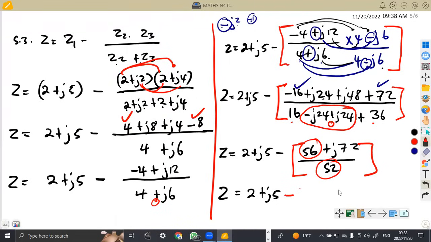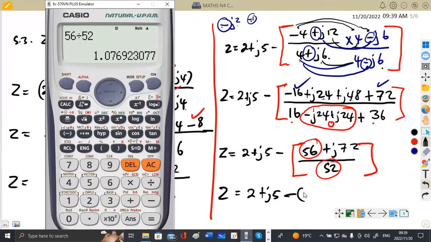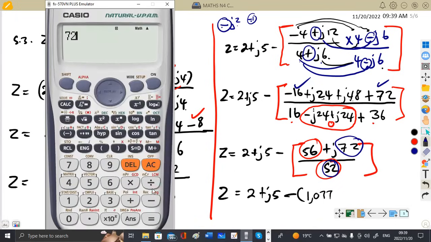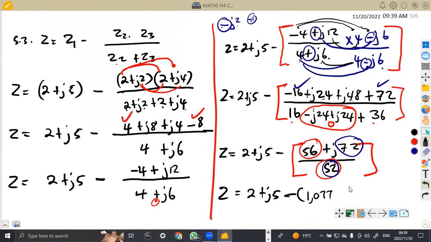So you're going to have minus, okay, that's a minus 1.077. Then we do the same on 72. We divide everything, so this time it is 72 and 52. Okay, 72 divided by 52, which is 1.385. So it's going to be plus J1.385, like that. Okay, so that was it from this part.